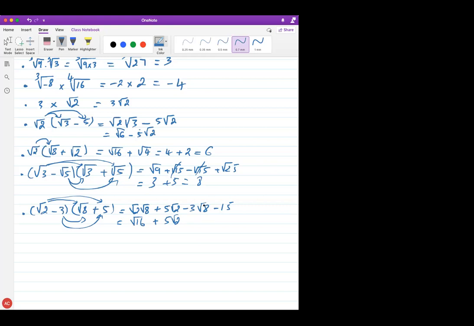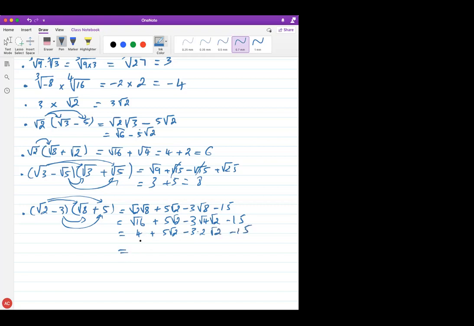Can we simplify this radical here? We don't know the square root of 8, but we can probably break it down into 4 and 2. That's right, radical 4 and radical 2, minus 15. Back to this, 4. Right, 4 plus 5 square root of 2, minus 3 times 2, radical 2, minus 15.